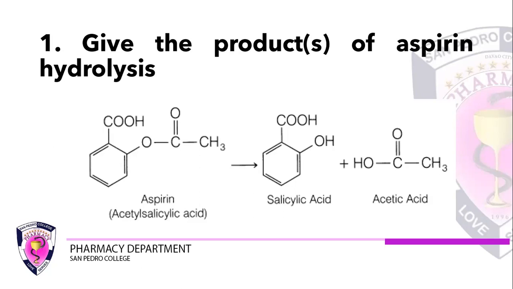So ang aspirin, it's an example of an ester. So looking at the functional group, this one is an ester functional group. So kapag ang ester ma-hydrolyze, it will result to an alcohol plus carboxylic acid. So alcoholic functional group, makita siya sa salicylic acid. Tapos ang carboxylic acid, makita siya sa acetic acid.